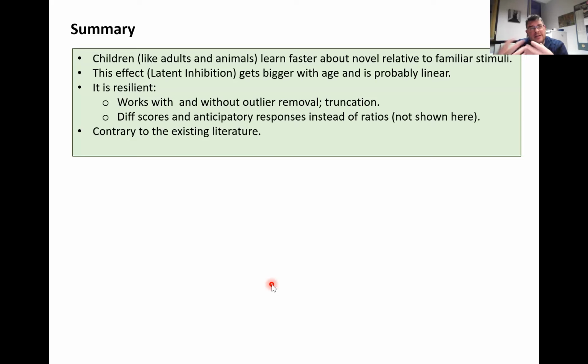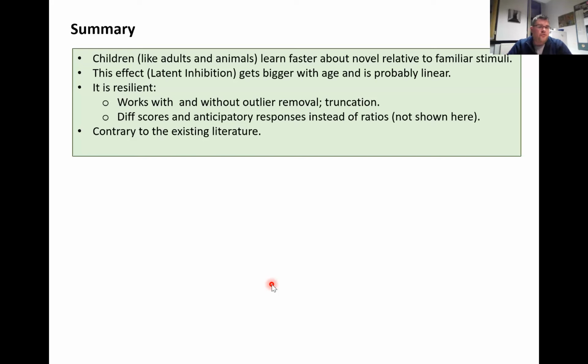An editor who looked at this paper recently said, well, maybe the reason why you're getting this effect is because you're using the ratio. So we've recomputed the latent inhibition score. We calculated different scores, just subtracting the response time from one stimulus from another. Do we still get a significant regression? Yes, we do. And we've also separated it in terms of responses that were performed before the target, and looked at, do children who are young and old also perform differently in terms of just anticipatory responses? And the answer is also yes there as well. So it seems to be quite a resilient effect, which we're quite happy with.